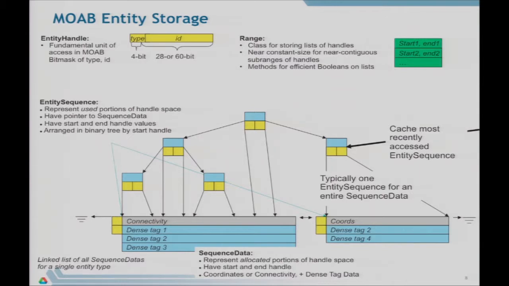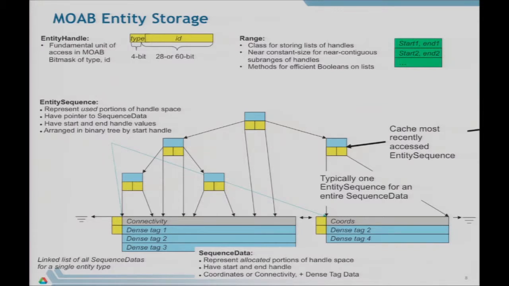In MOAB, the type of an entity is embedded in the handle as the top 4 bits. And that stores whether it's a vertex or a triangle or a quad or so on. And the remaining 28 or 60 bits store a sequential ID for entities. Now this is an integral data type.